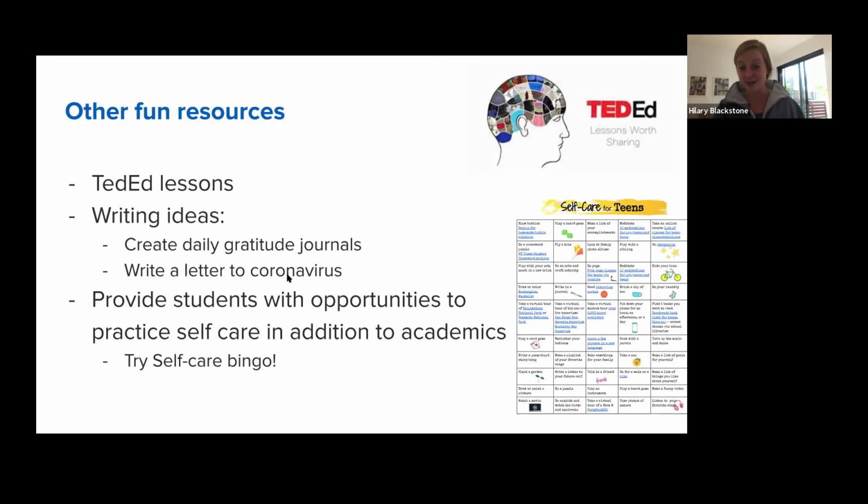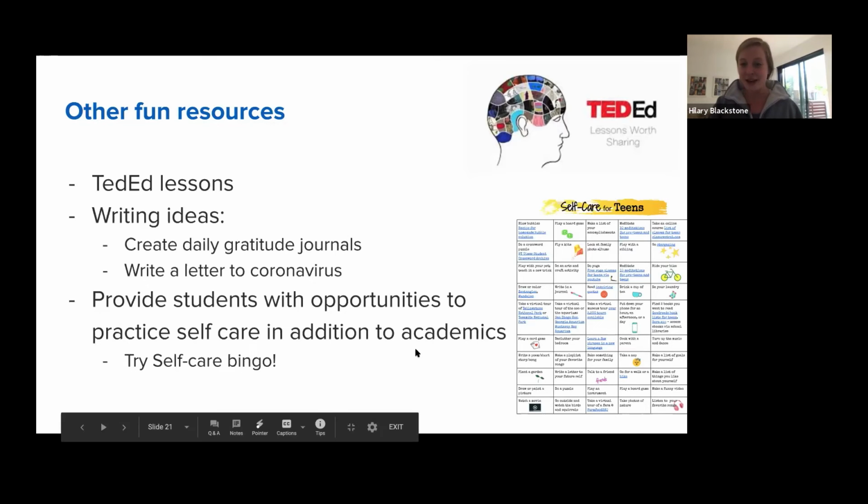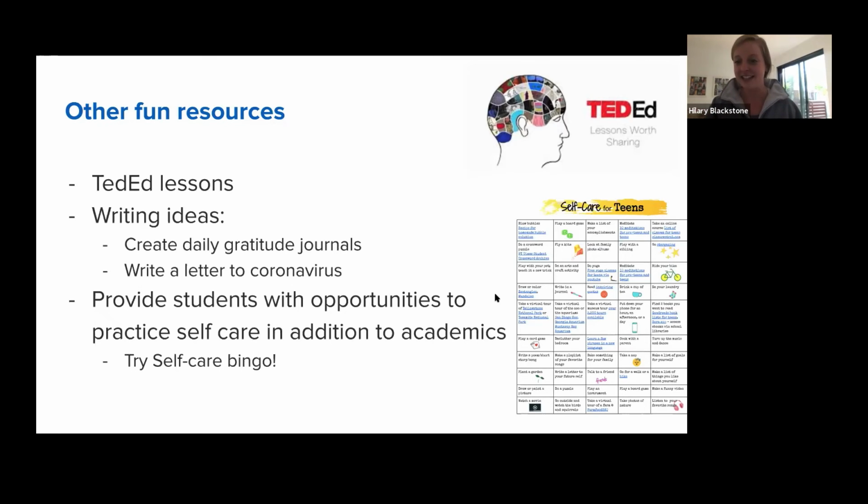Writing a letter to coronavirus. Some of our students have done this, and I think it was a really therapeutic activity for them to either release some anger, or some students were finding gratitude in this time and getting to be with family. So it was a fun activity for them. And then some just really fun self-care bingo. This again will be linked. To do something else away from the screen is essential. And these are some really easy and fun activities for them to try out there.